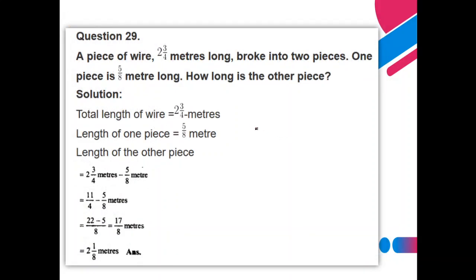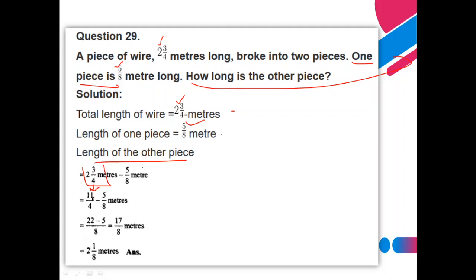Last question. A piece of wire 2 3 by 4 meter long broke into 2 pieces. One piece is 5 upon 8 meter long. How long is the other piece? So the total length of wire we know. What is the total length of wire? 2 3 by 4 meter. Length of one piece we know, 5 upon 8 meter. So for the length of the other piece, we have to subtract: total length of wire minus length of one piece of wire. So here firstly we will convert the mixed fraction into improper fraction.